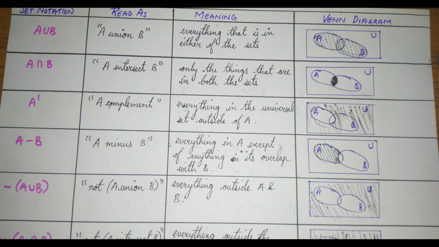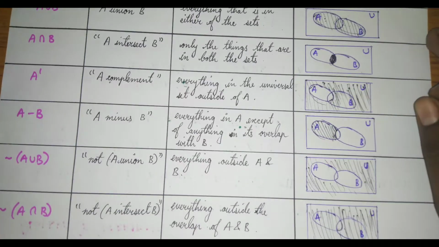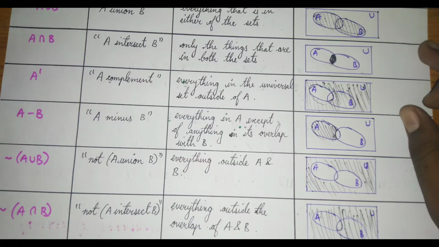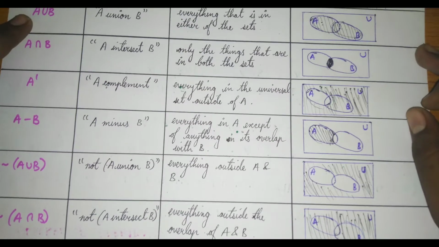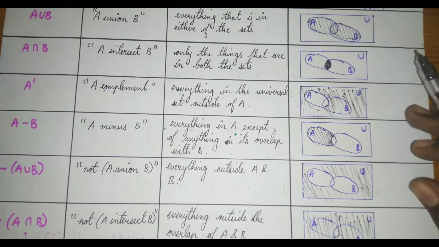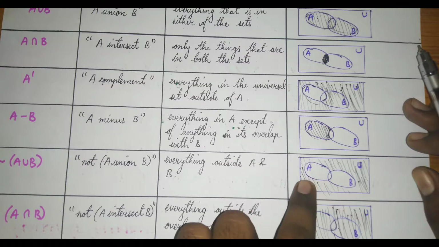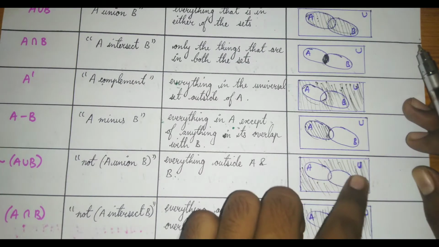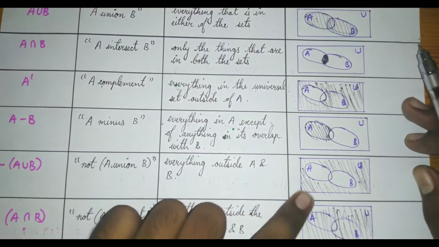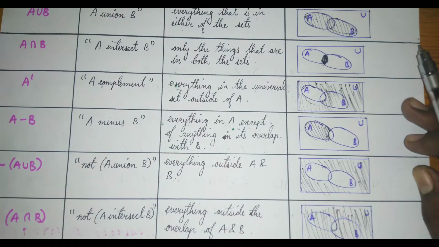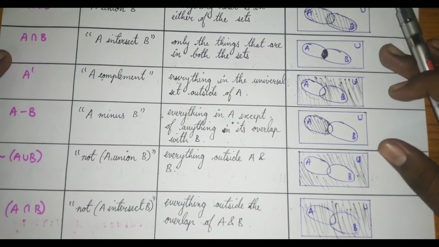And you can remember it in this way also. If you see the first, second and last, this is A union B, and this is not A union B. In A union B you are shading both the circles. In not A union B you have to shade all other regions except these two circles. In that way also you can remember.